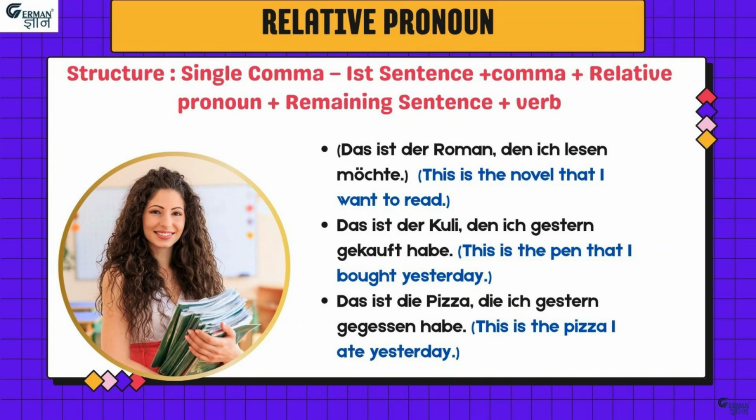So your example will be, das ist der Roman, den ich lesen möchte, means this is the novel that I want to read. Second example, das ist der Kuli, den ich gestern gekauft habe, means this is the pen that I bought yesterday. And third sentence is, das ist die Pizza, die ich gestern gegessen habe, means this is the pizza I ate yesterday.